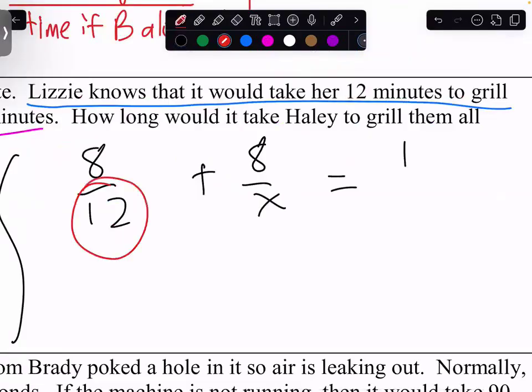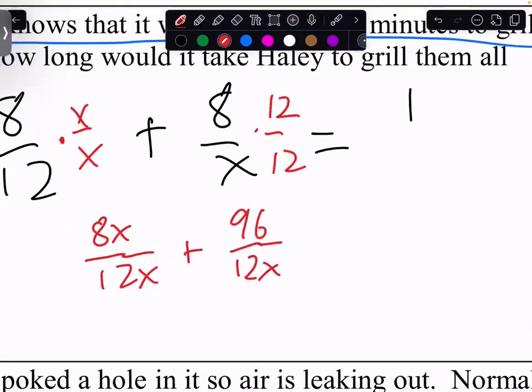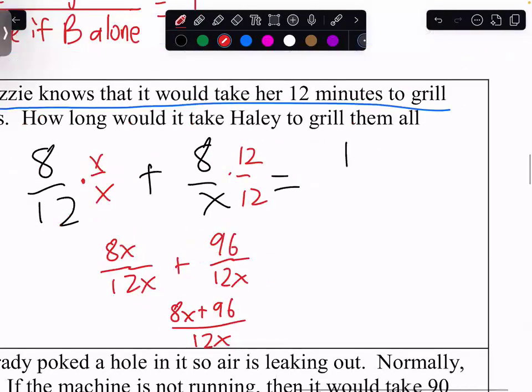So 12 and x, they are not the same. So I'll need to multiply this one by x over x and this one by 12 over 12. So it becomes 8x over 12x plus 96 over 12x. And now I can combine those into a single rational function. And the other side still just equals one whole, right? Again, you could turn it into a fraction if you wanted.